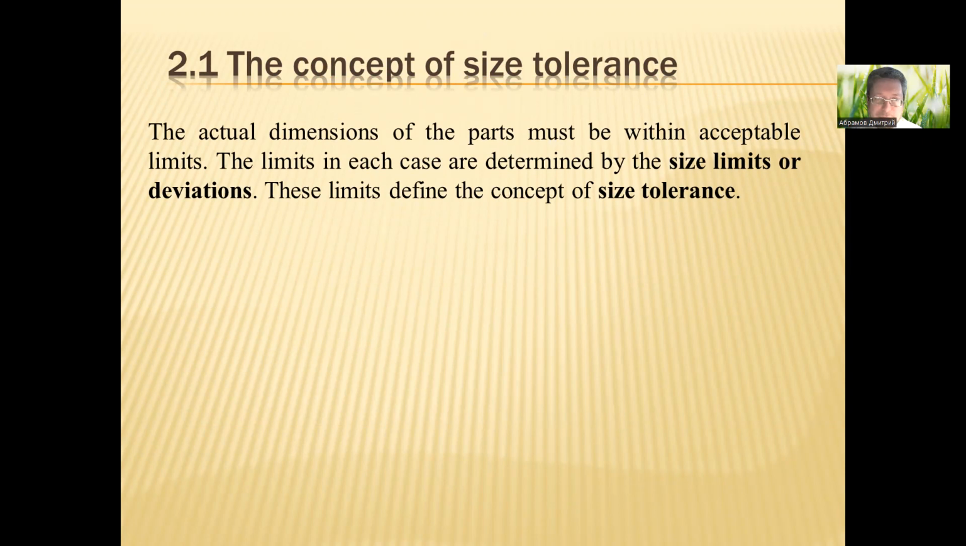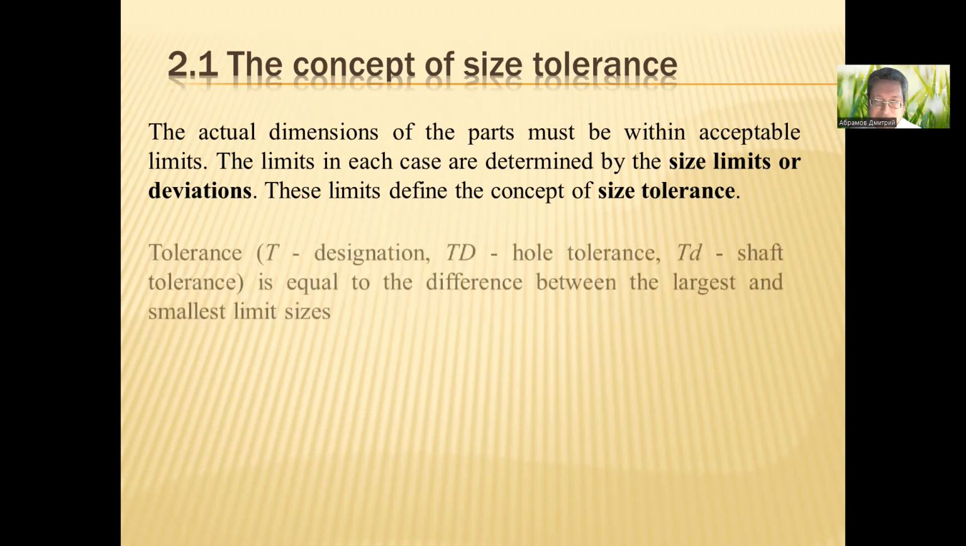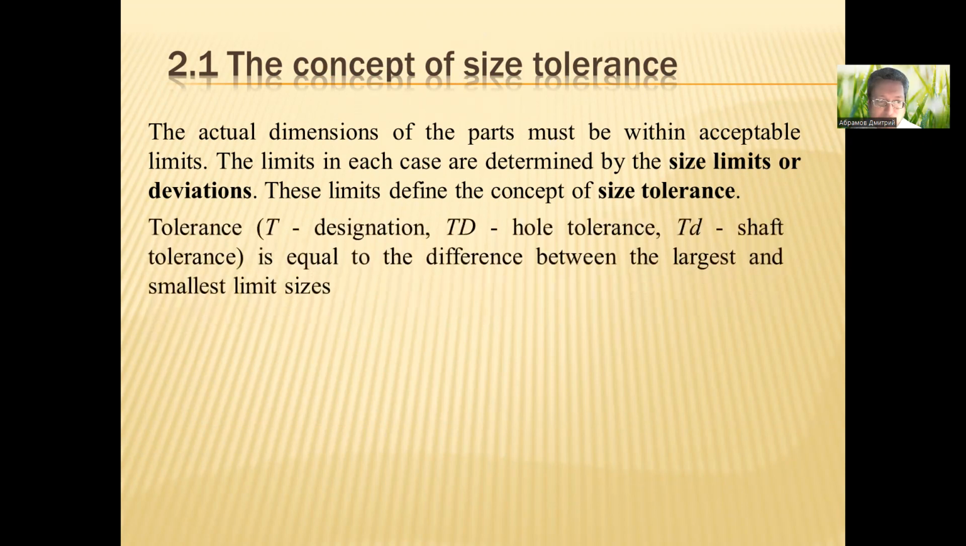The actual dimensions of the parts must be within acceptable limits. The limits in each case are determined by the size limits or deviations. These limits define the concept of size tolerance. Tolerance is designated with big T: big TD for the hole tolerance, and TD with small d for the shaft tolerance. We always use small d for the shaft.